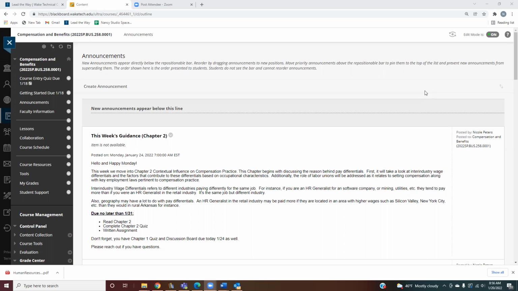Let's go ahead and talk a little bit about what inter-industry wage differentials refers to. It's a mouthful. Inter-industry wage differentials refers to different industries paying differently for the same job. So for instance, if you're an HR generalist for a software company, maybe a mining company, or utility company, they tend to pay higher than if you were an HR generalist in the retail industry. It's the same job, but different industry.